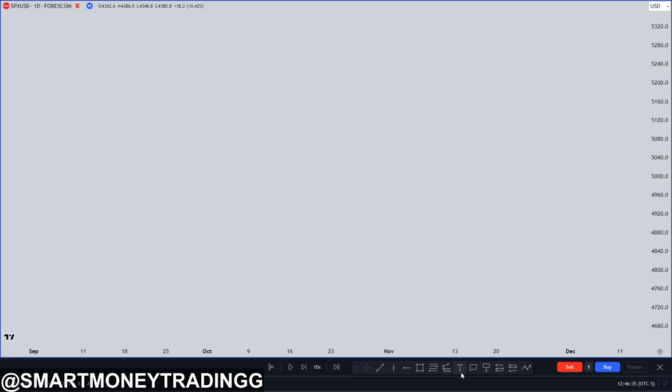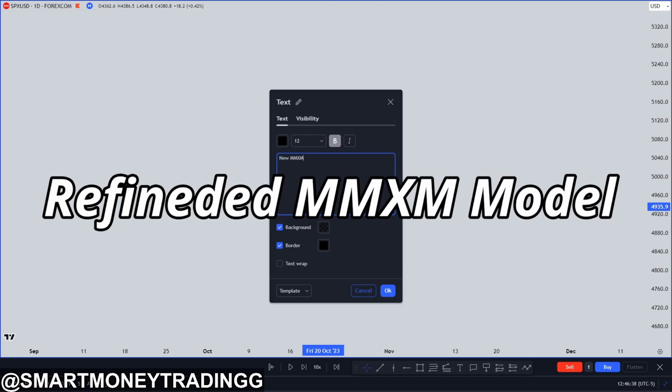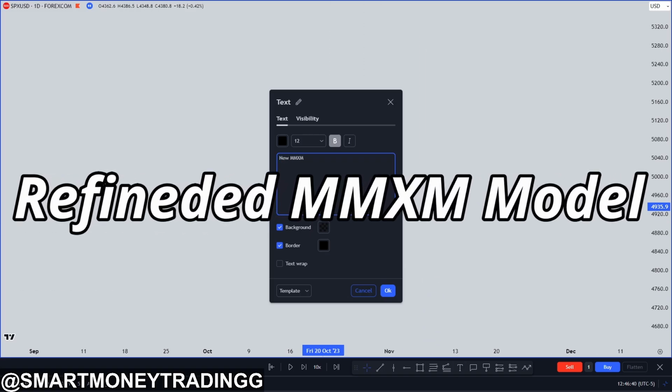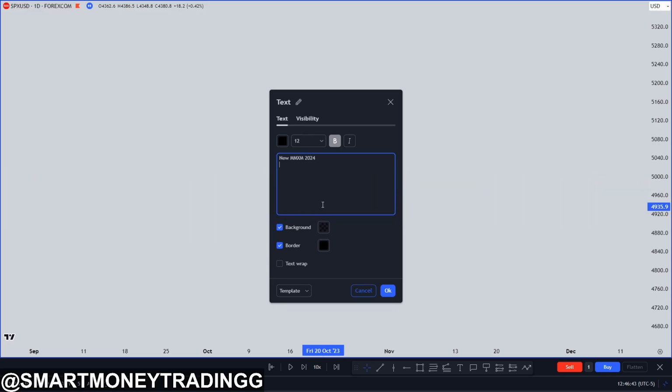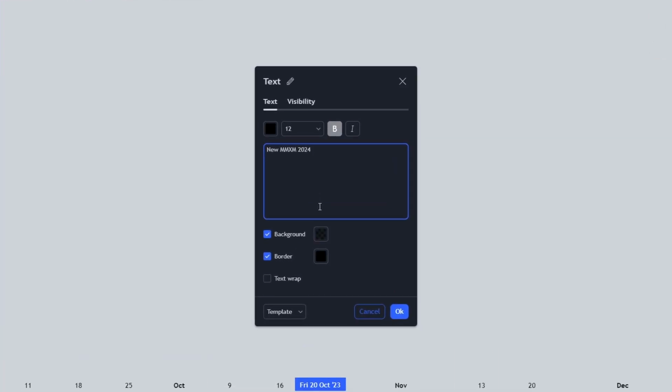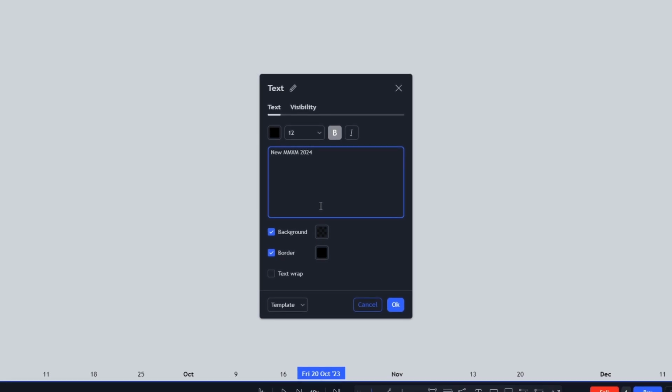Alright, ladies and gentlemen, in today's video we're going to be showing you guys the new Market Maker X model that I've been using, and I'm going to use this for 2024. I'm going to give everything in detail right now because the Market Maker X model is one of the best, if not the best model to trade using ICT concepts.